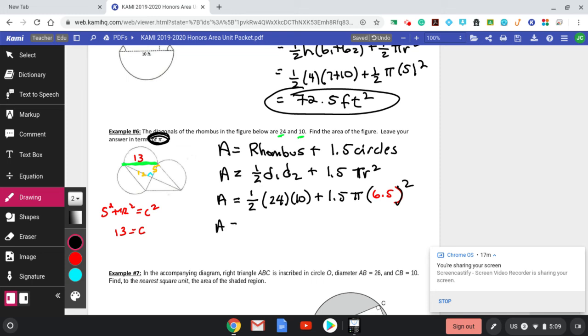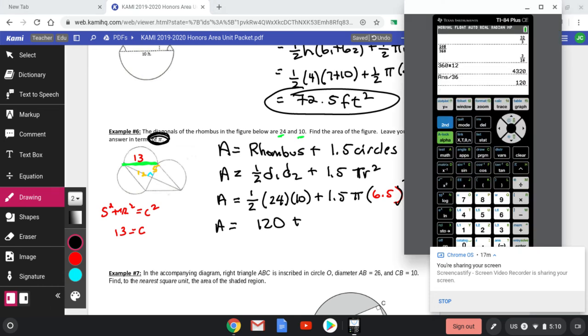Well, I can definitely do 1/2 times 24 times 10. That'll give me 120. I can certainly do 6.5 squared, then times that by 1.5, right? 6.5 squared, and then multiply that by 1.5. So that'll give me 63.375 pi. All right, I'm good there.